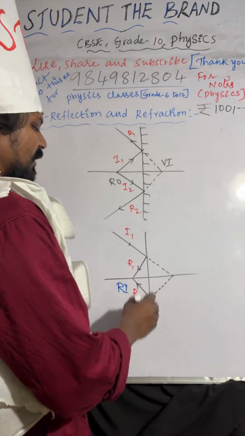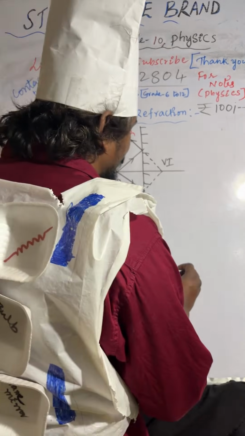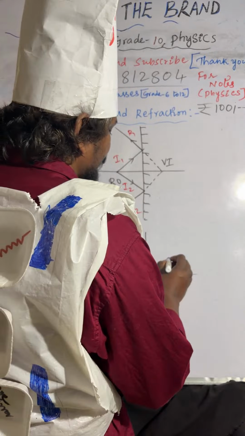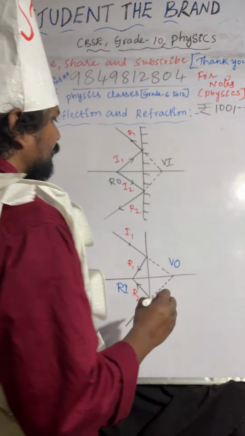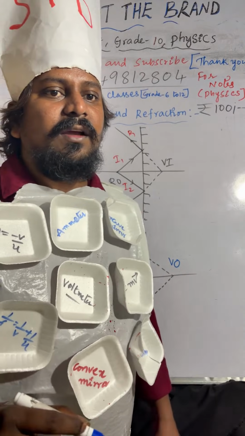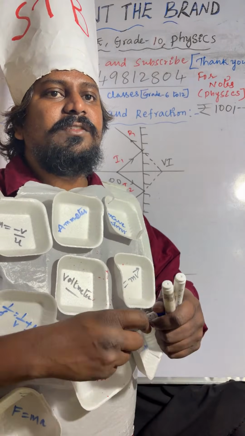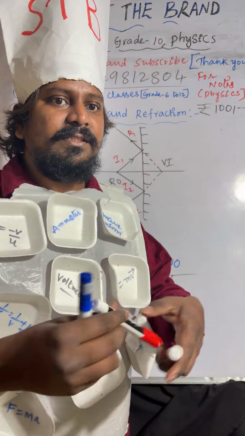So here we are extending the incident light rays. Extended incident light rays are meeting at one point. That is a virtual object. I hope it is very clear. Just check once here.